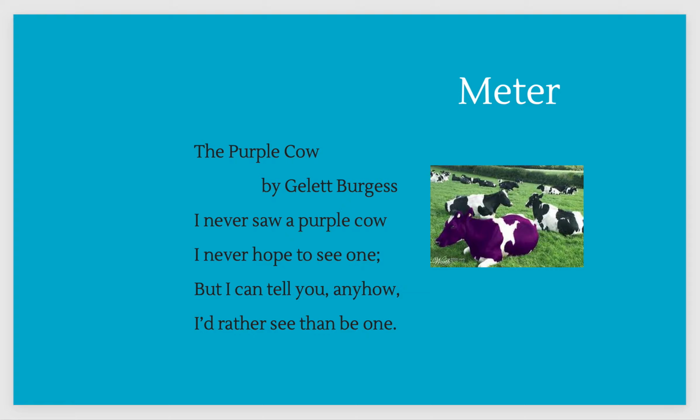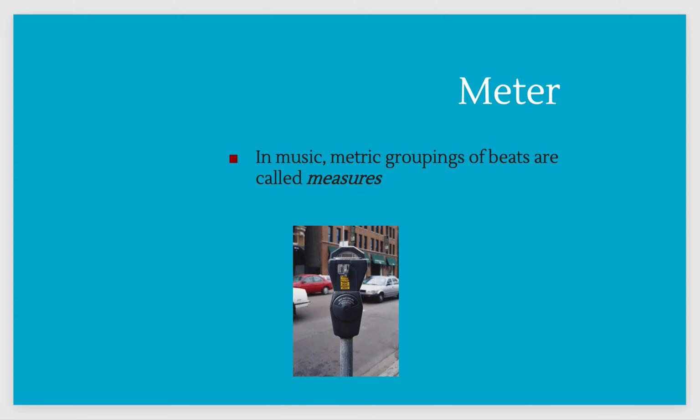Here we go. I never saw a purple cow. I never hoped to see one. But I can tell you anyhow, I'd rather see than be one. So you can feel that emphasis of strong and weak words. In rap, we have a similar situation where the words are sometimes strong and sometimes weak, and it adds to the percussiveness and the rhythm of what's going on. But this yabba da da da da da da da is a form of meter in poetry.